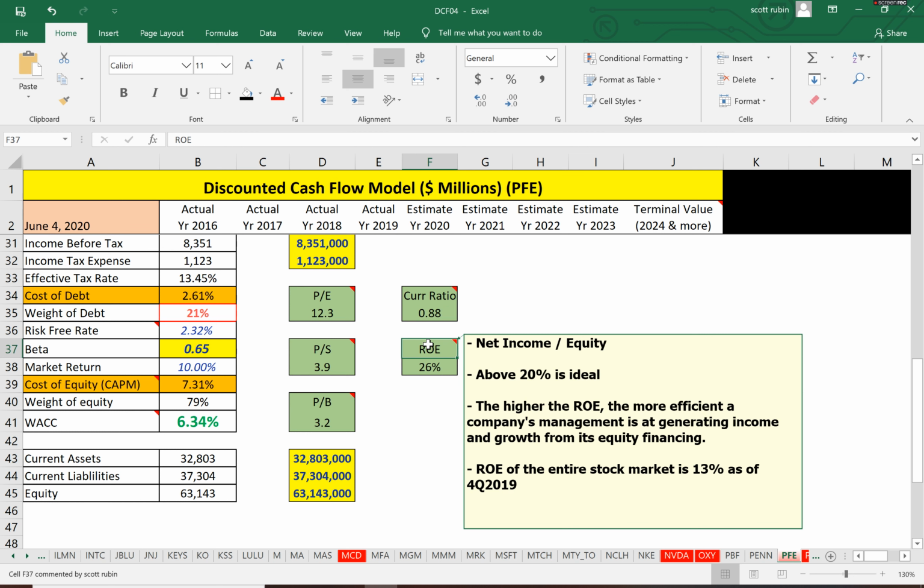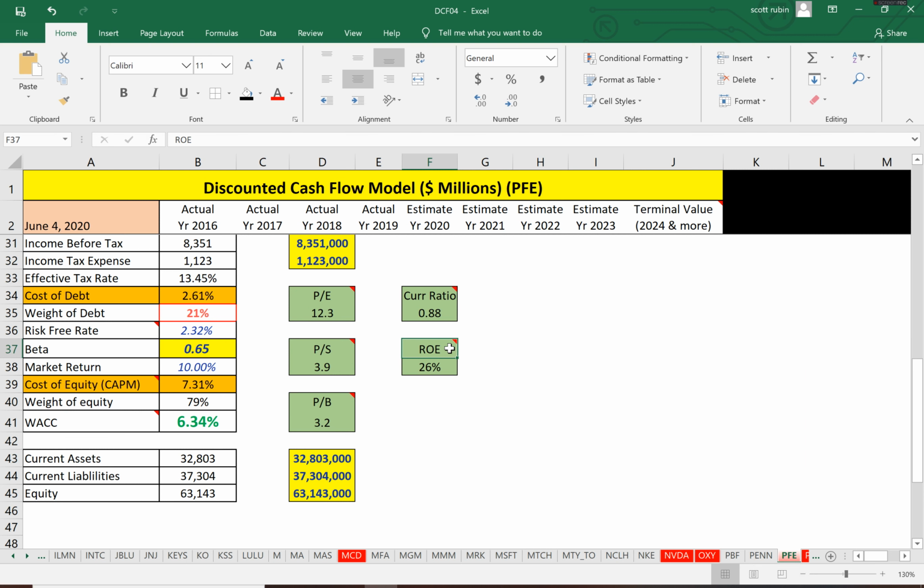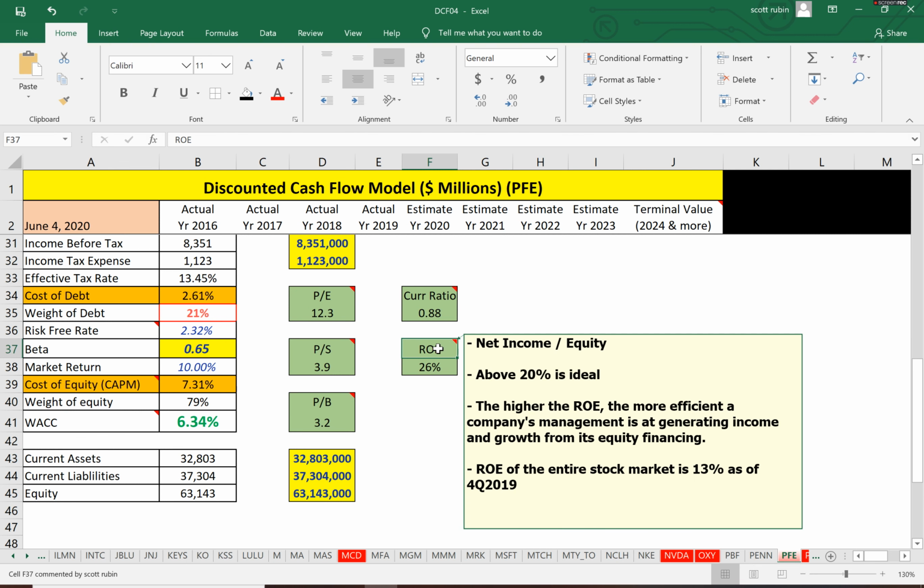So not only does the stock price go up, but the company's around for a long time. The average ROE for the entire stock market is 13%, so this is double. That doesn't mean it's great. You want to compare it to other companies in the industry, because some industries have really high ROEs and other industries have really low ROEs. That's just the nature of that particular industry.